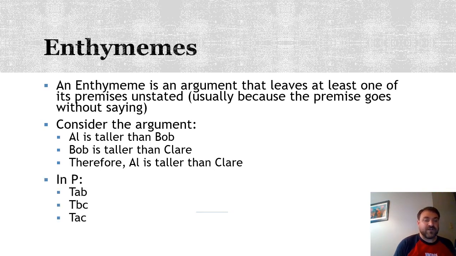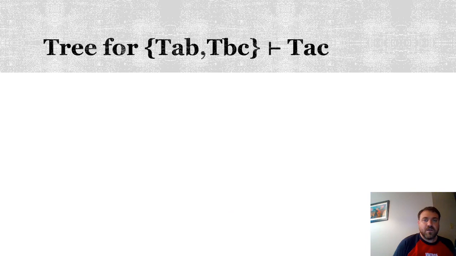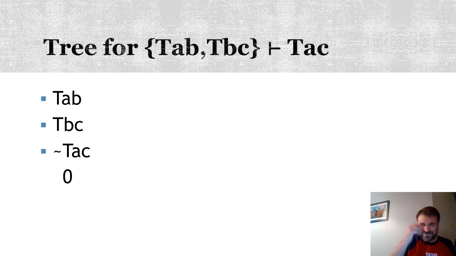So here is what it looks like in P. You have Al is taller than Bob, right? We have Bob is taller than Claire, right? And then Al is taller than Claire, right? That's pretty straightforward. Here's the tree for that entailment relation, for that argument. And it'll be one of the easiest trees you ever do. That's what it looks like, right? You put out the set and then you negate the thing that's supposed to be entailed. And if it opens, it's invalid.